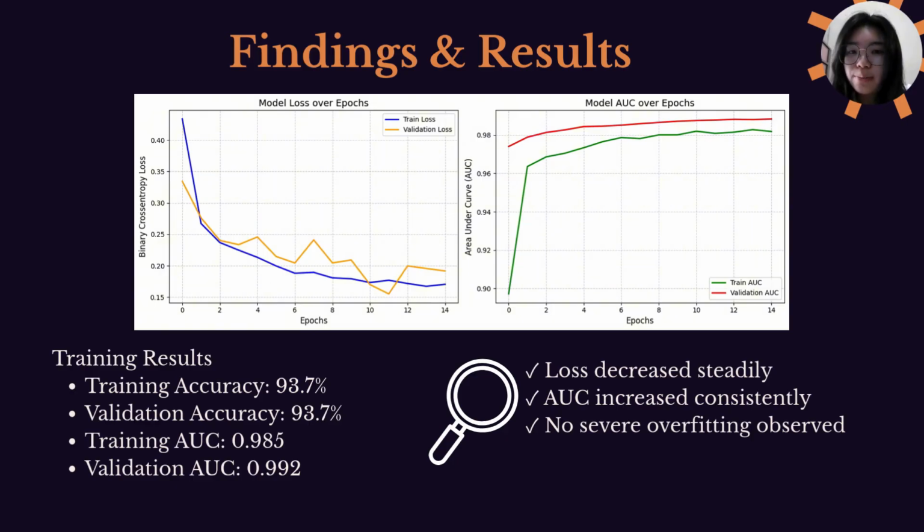This slide shows the training performance of the EfficientNetB0 model. The loss decreased throughout the training, while the AUC increased consistently from approximately 0.91 to over 0.99. The training and validation curves remain relatively close, indicating good generalization performance and no overfitting. The model learned meaningful features from the chest X-ray images and achieved stable convergence.